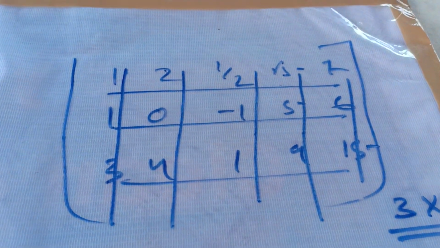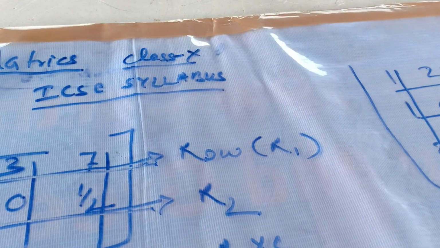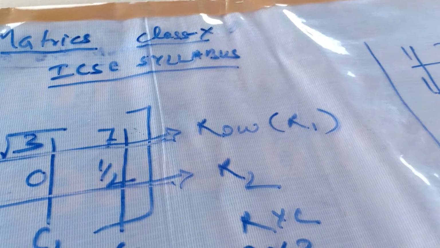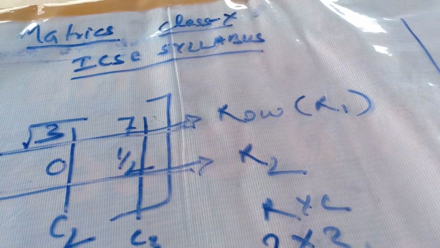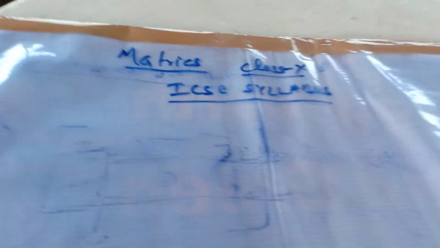Okay. Now we will go to notation of matrices. Notation means how to name a matrix. Sorry, mistake, I said set. How to name a matrix. A matrix can be named by any of the English alphabets in capital letters.